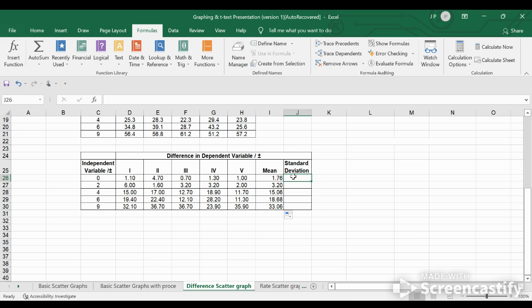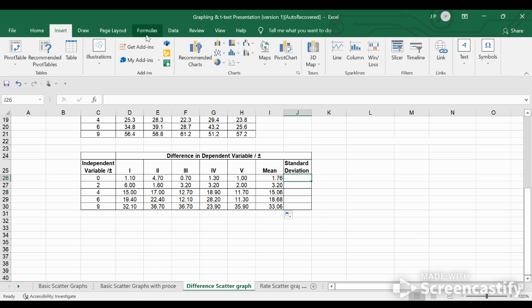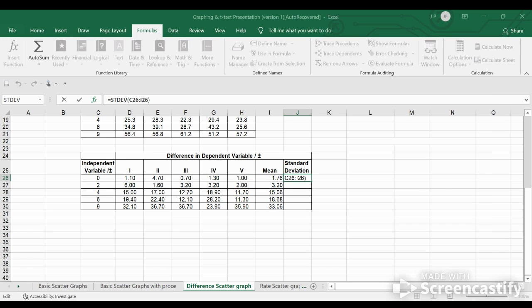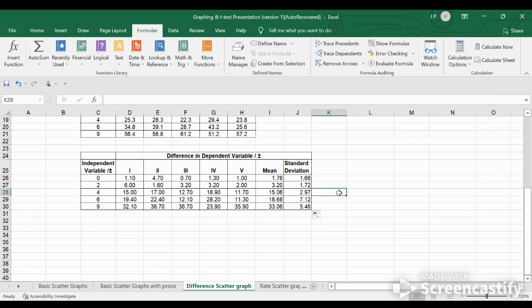Standard deviation can be calculated in the same way. Insert function, choose STDEV, double click. Be very careful that you're only highlighting the recorded data and you do not include the mean. Press enter, press OK, drag it down, and all of your values have been calculated.